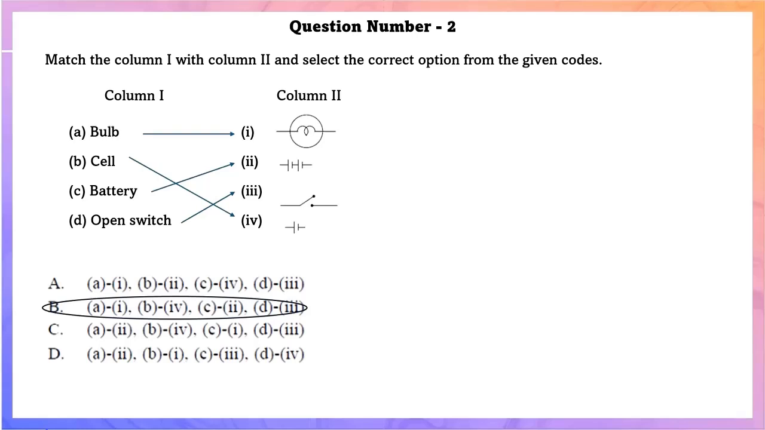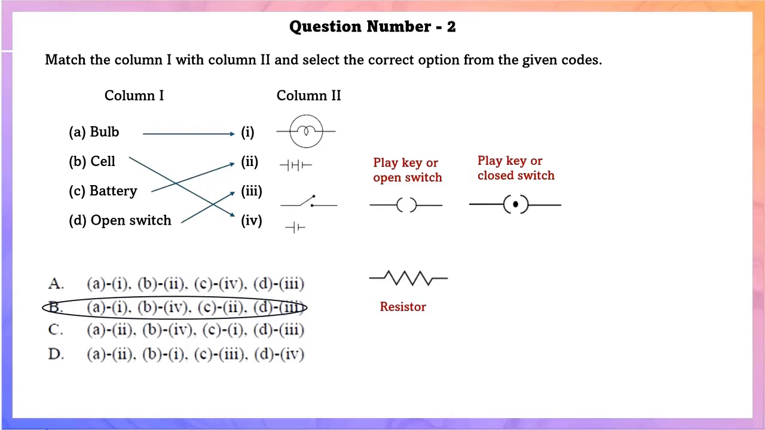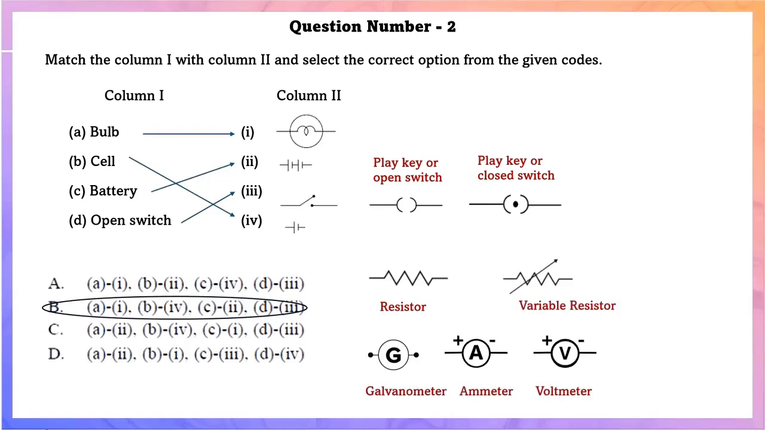But just for your knowledge, let us look into some other symbols. Open switch can also be portrayed like this. It is similar for a closed switch. For a resistor, variable resistor, galvanometer, ammeter and voltmeter.